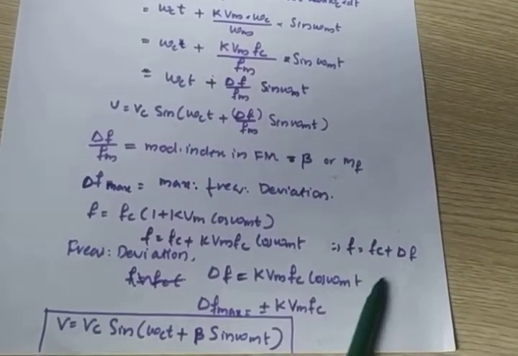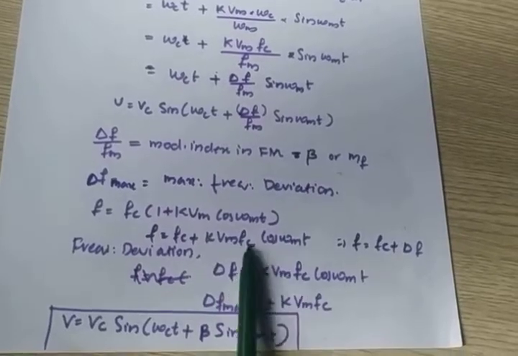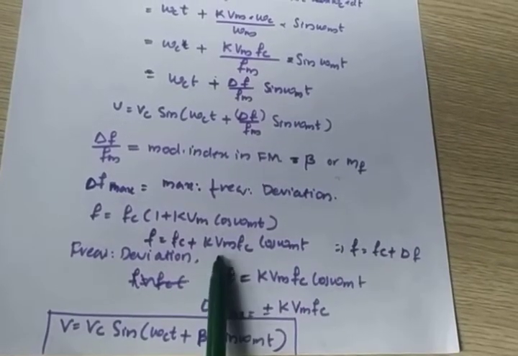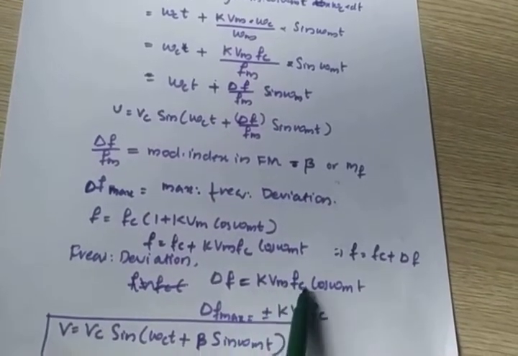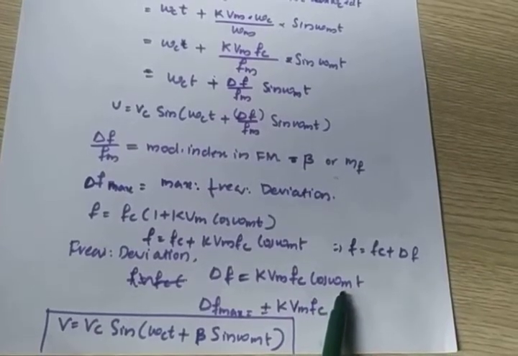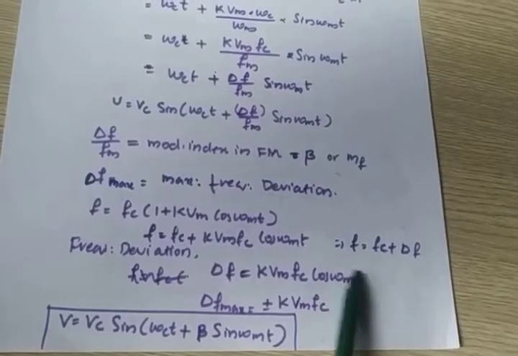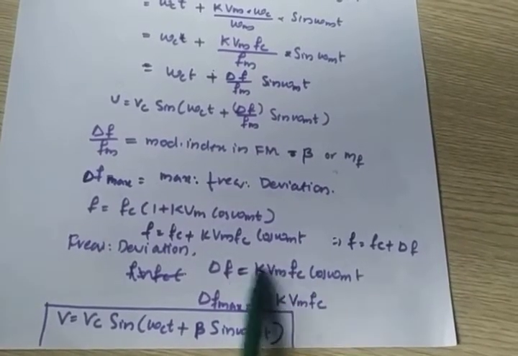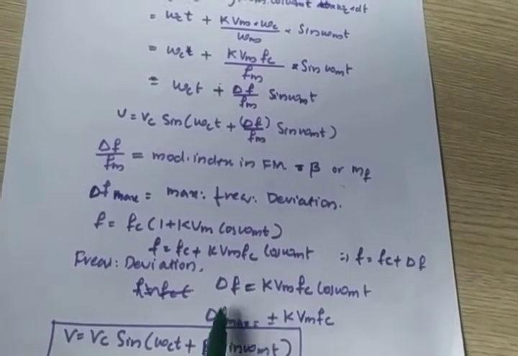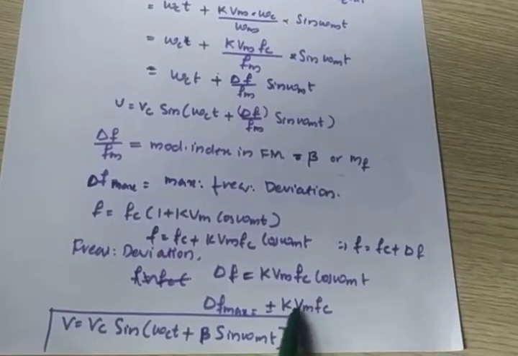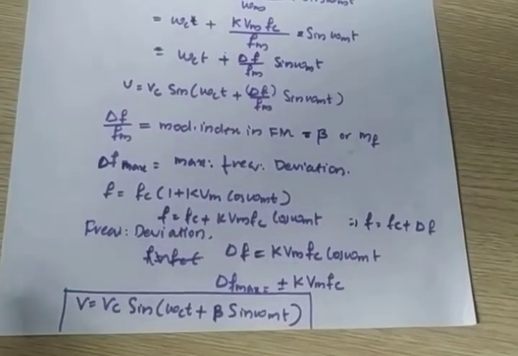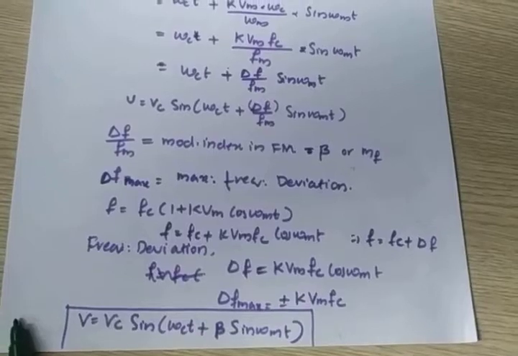That is the frequency deviation. Comparing these two, you will get delta f equal to kvm fc cos omega m into t. What is the maximum value of delta f? Delta f is maximum when cos omega m t becomes 1. So delta f maximum is plus or minus kvm fc. Okay, so that's about it.